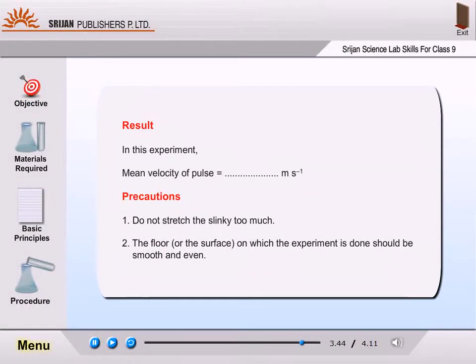Result: in this experiment, mean velocity of pulse is equal to meter per second. Precautions: do not stretch the slinky too much. The floor or the surface on which the experiment is done should be smooth and even.